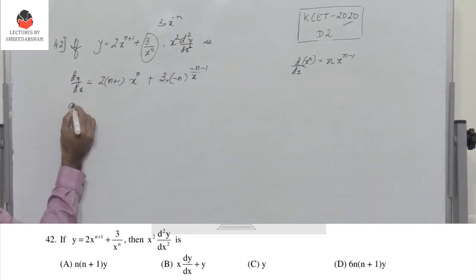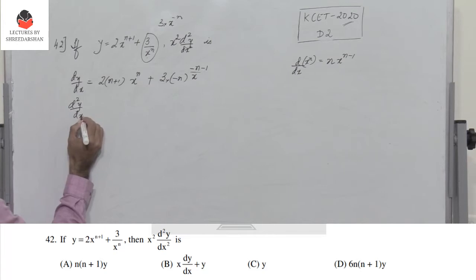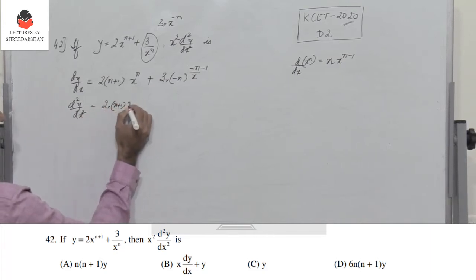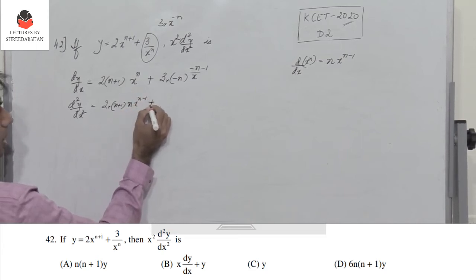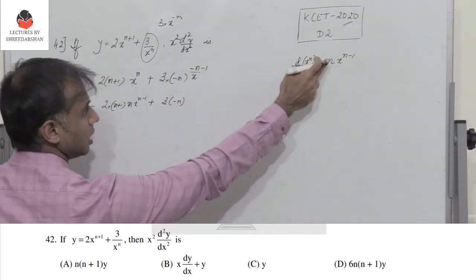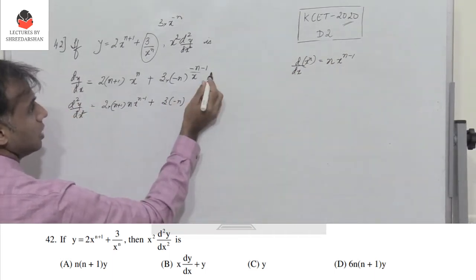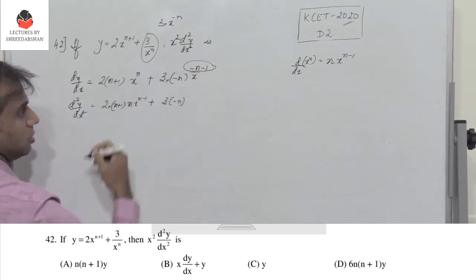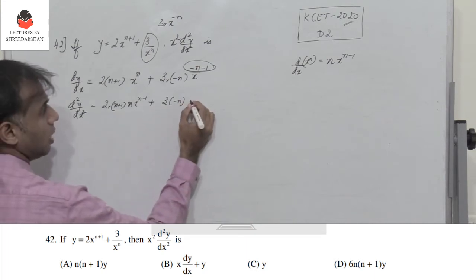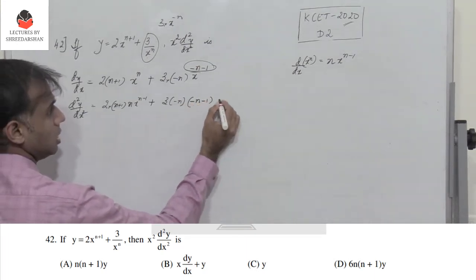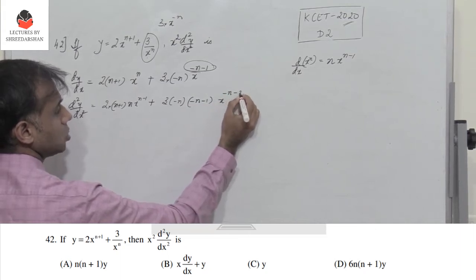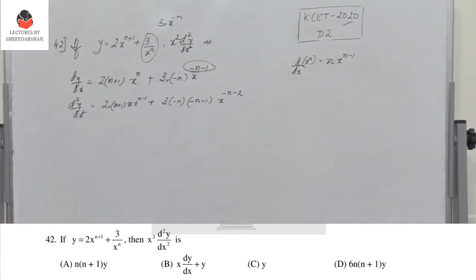So now again differentiating this, d square y by dx square. So I get 2 into n plus 1, so I have n into x power n minus 1 plus 3 into minus n, so I have n into x power n minus 1. So instead of n I have this term here. Okay, so here I have minus n minus 1 into x power minus n minus 2. So this is what I've got here.